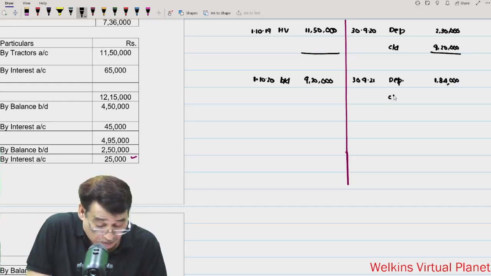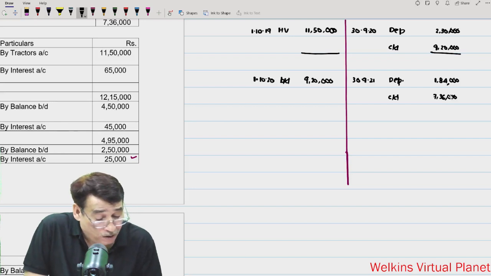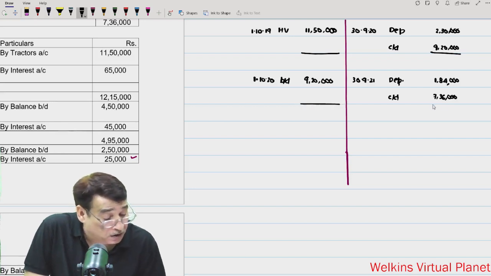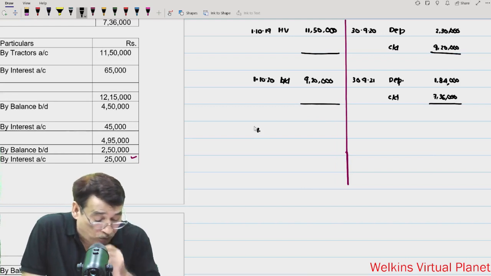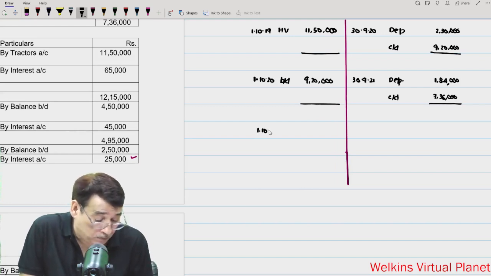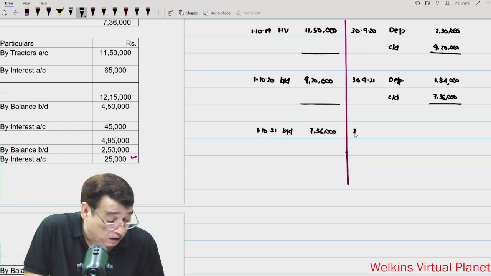Balance carried down will be equal to 7,36,000. Second year task is also over. Now we come over to 1/10/2021. Once again, balance brought down, 7,36,000.